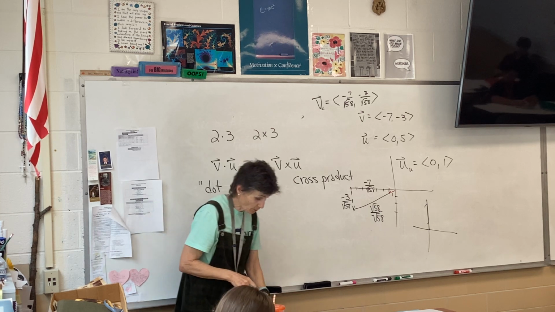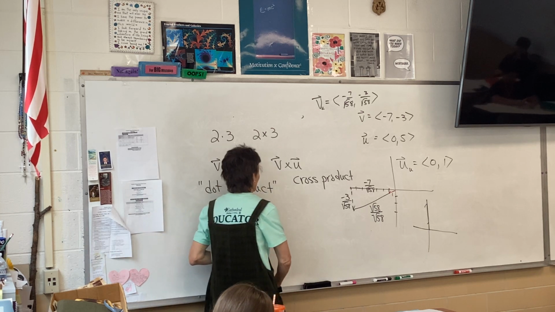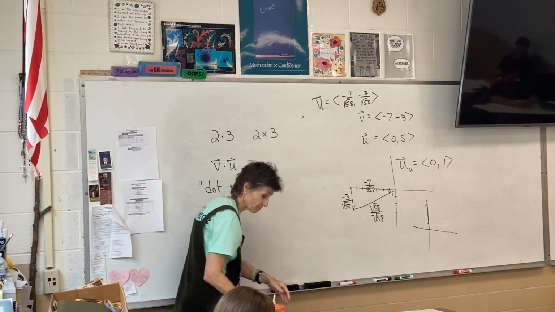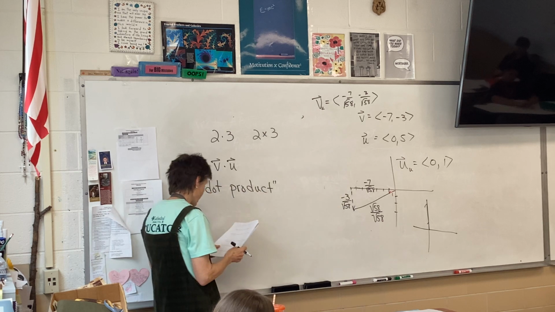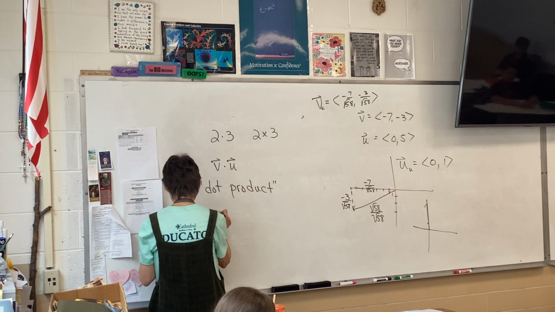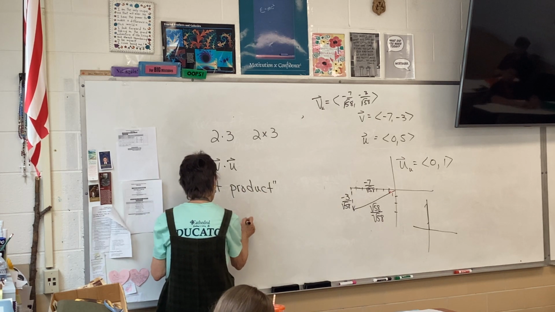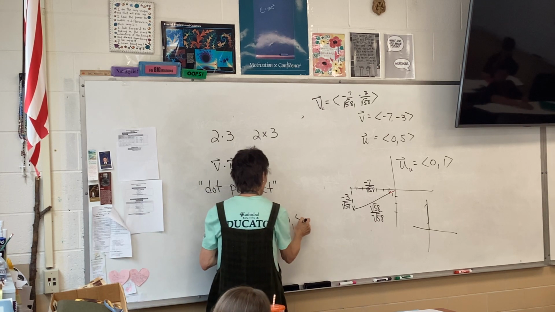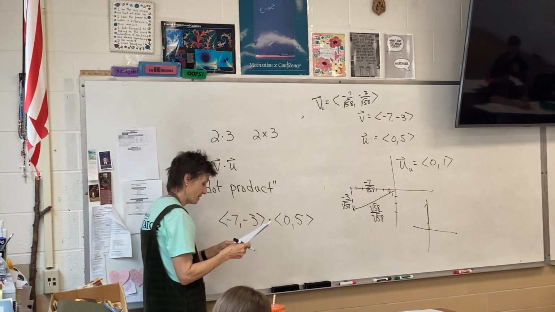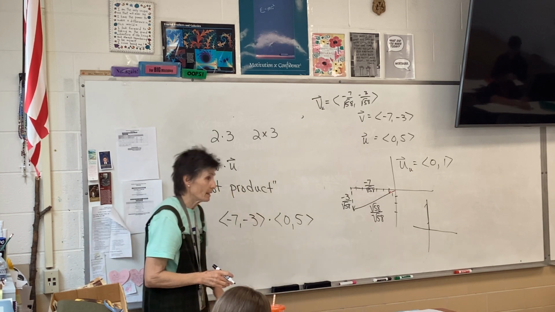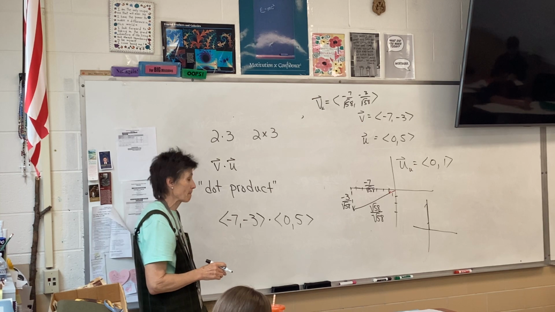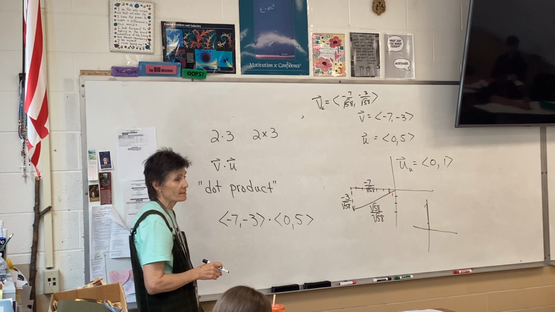All right, so we're looking specifically at the dot product. And we are dotting -7, -3 with 0, 5. We're going to find the dot product of those two vectors. So easy.